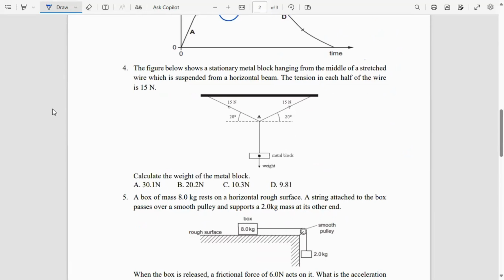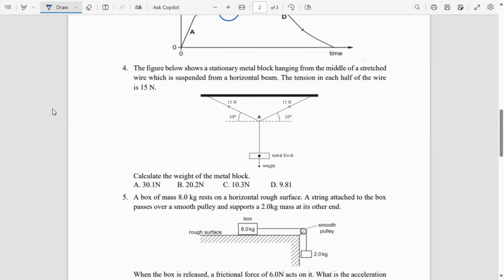The figure below shows a stationary metal block hanging from the middle of a stretched wire, which is suspended from a horizontal beam. The tension in each half of the wire is 15 newtons. The question is, calculate the weight of the metal block. So what are we going to do in order to find the weight of this metal block? We're going to draw the resolved forces on this diagram.